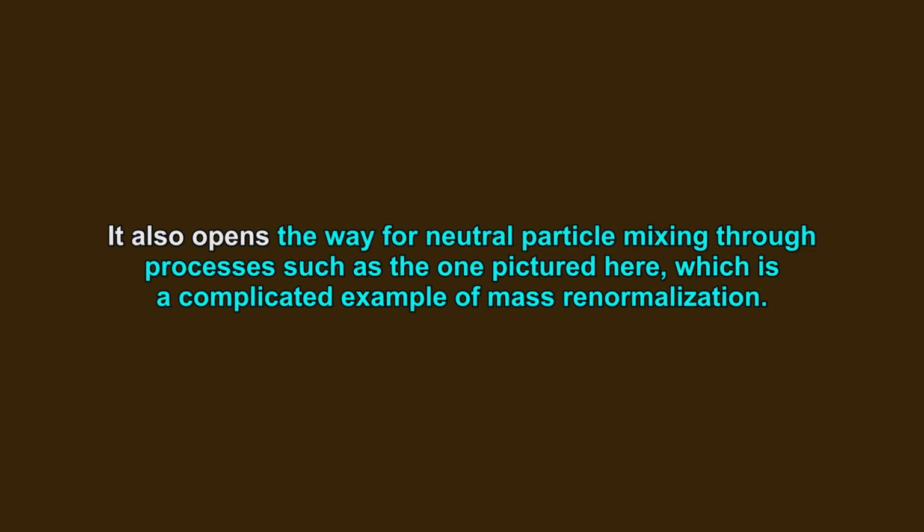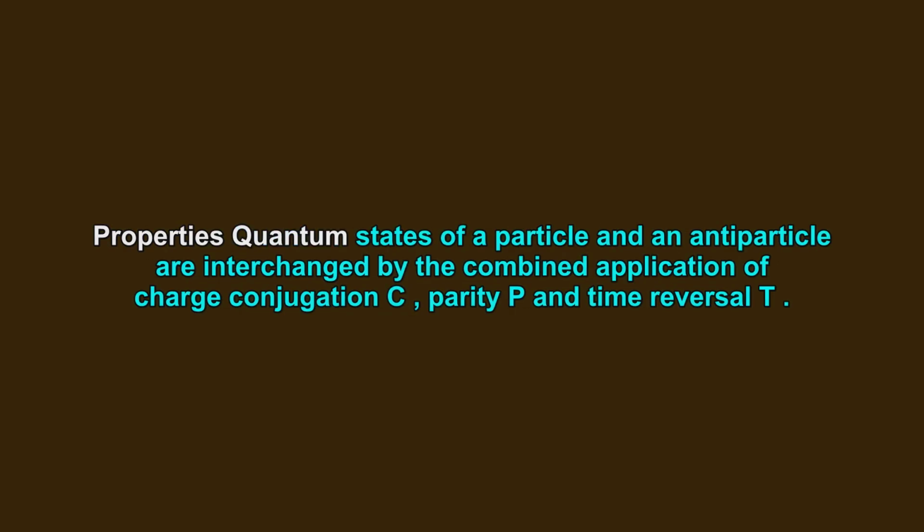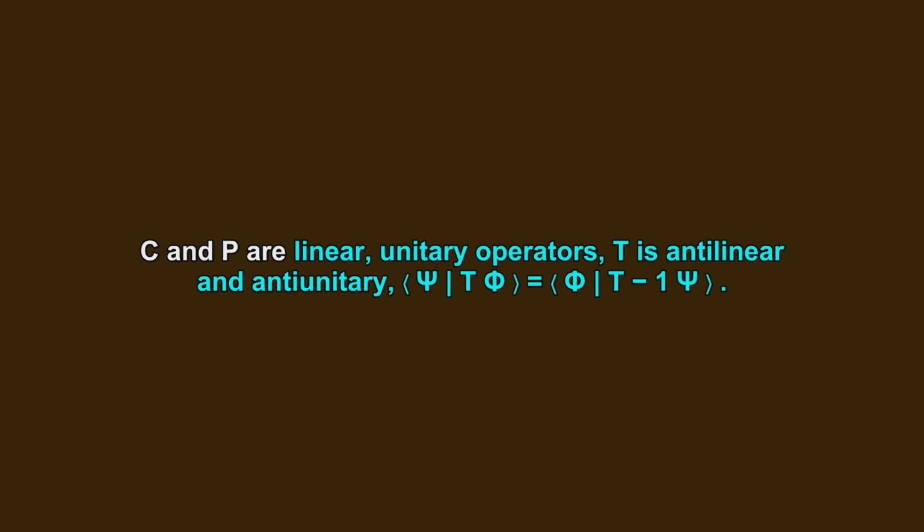It also opens the way for neutral particle mixing through processes such as the one pictured here, which is a complicated example of mass renormalization. Properties: quantum states of a particle and an antiparticle are interchanged by the combined application of charge conjugation C, parity P, and time reversal T. C and P are linear, unitary operators. T is antilinear and anti-unitary. ⟨ψ|T φ⟩ = ⟨φ|T⁻¹ ψ⟩.